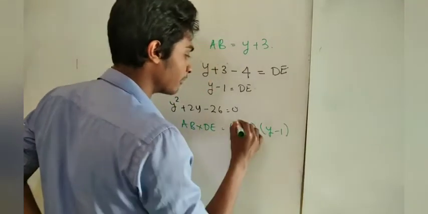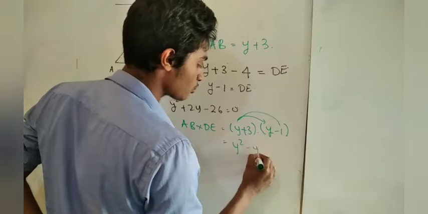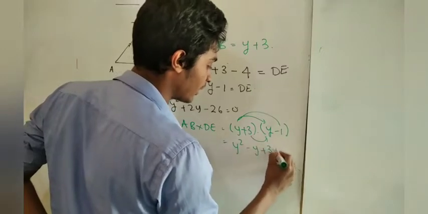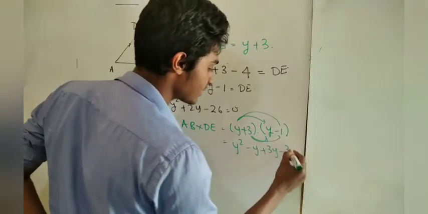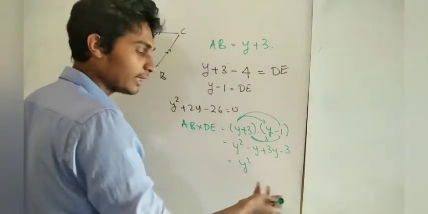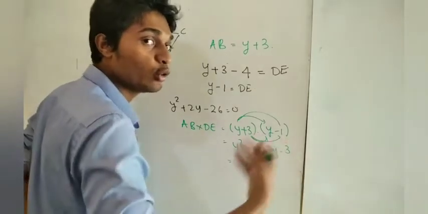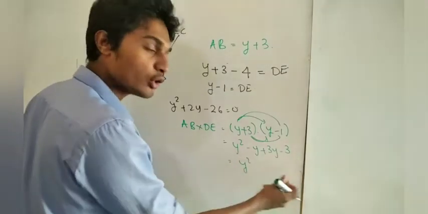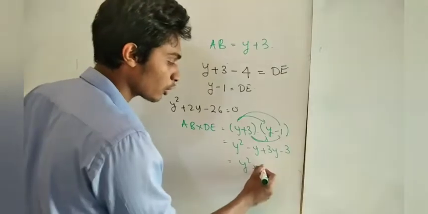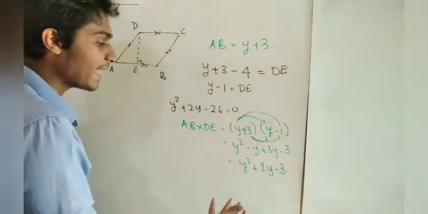So when I multiply them, y times y is y squared, y times minus 1 is minus y, 3 times y is plus 3y, 3 times minus 1 is minus 3. So when I solve this, I get y squared minus y plus 3y. Minus y plus 3y is 2y, because the plus sign is larger, so the sign is positive. So you get plus 2y minus 3. So this is the area of the parallelogram.